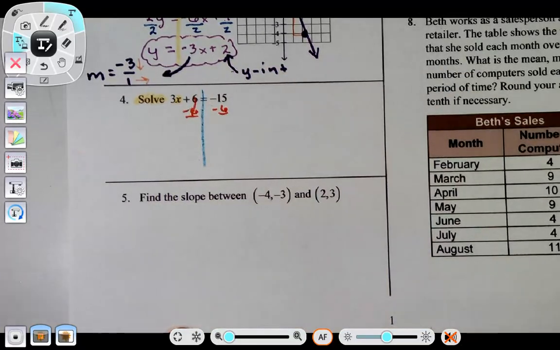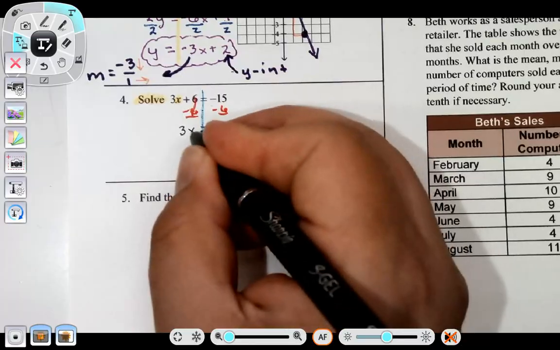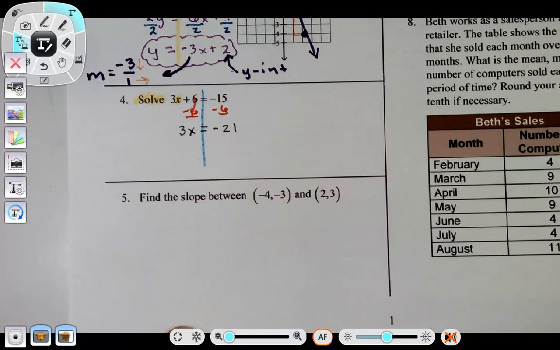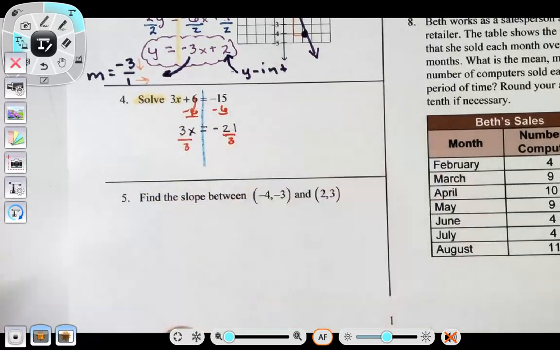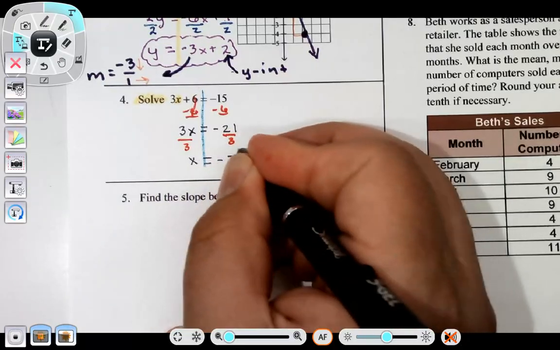Remember, be careful with your calculation here. We would end up with 3x is equal to negative 21. We're combining two negatives, keep that in mind. Divide by 3. And so we get an answer that x is equal to negative 7.